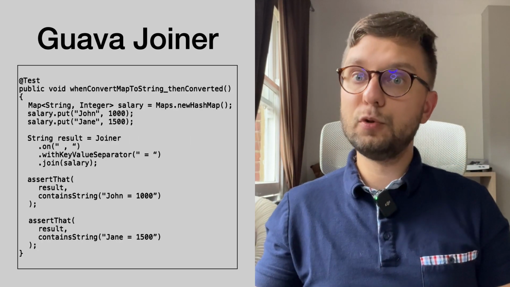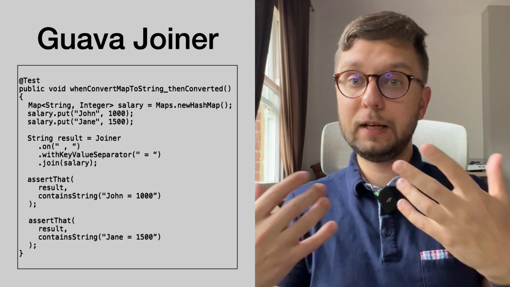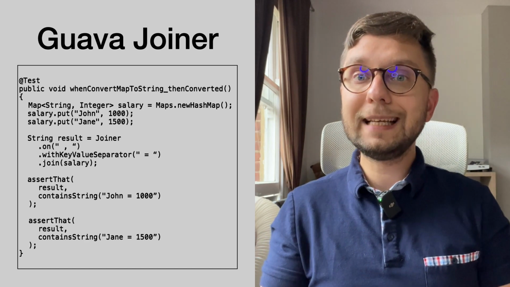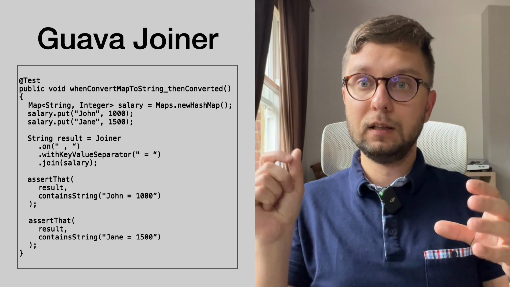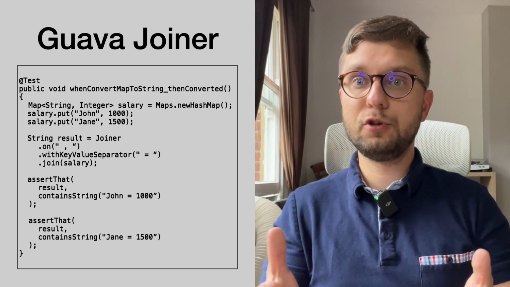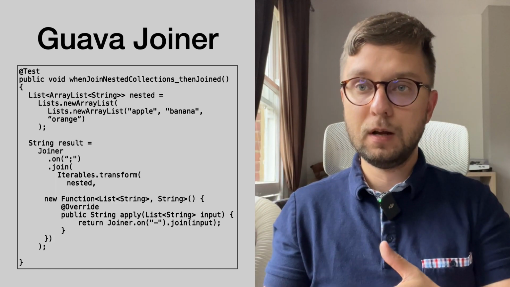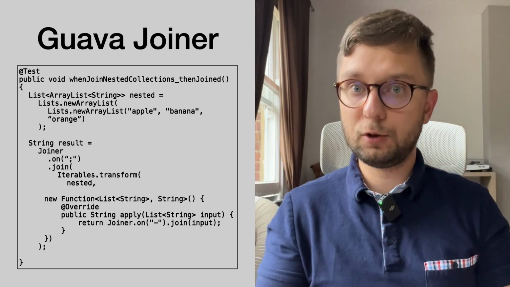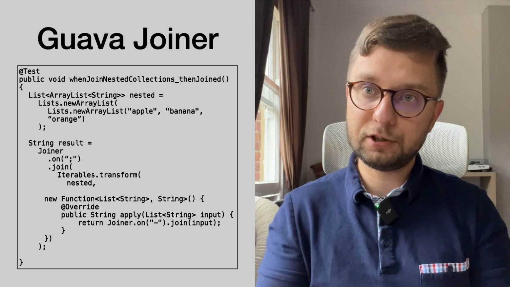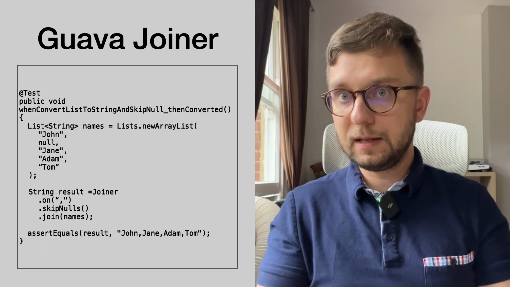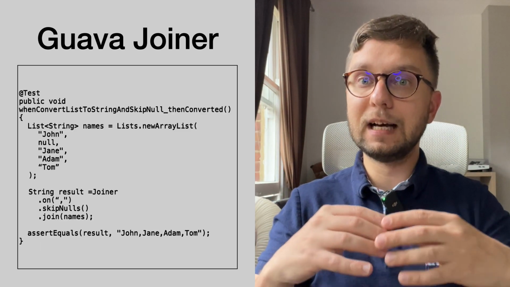Next use case is to join maps, which is a bit more complicated because we need not only a separator but also a key value delimiter, like in this scenario using an equal mark to join string and integer. More sophisticated cases are also supported. We can, for example, provide our own custom function for joining nested elements or ask the joiner to skip nulls if necessary.